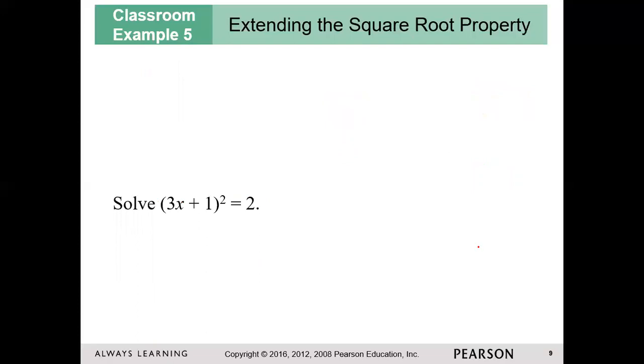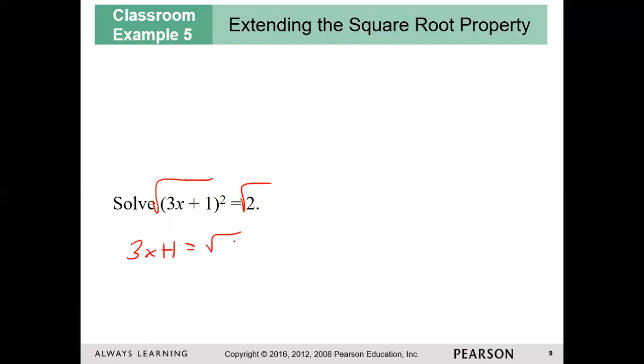All right, so let's take a look at this one now. Again, same sort of deal. We are going to take the square root of both sides again. And right off the bat, we recognize that this square root of 2 is not a perfect square, right? We're not going to be able to figure out what that value is. So this is going to be 3x plus 1 is equal to, I'm going to leave the square root of 2 there.